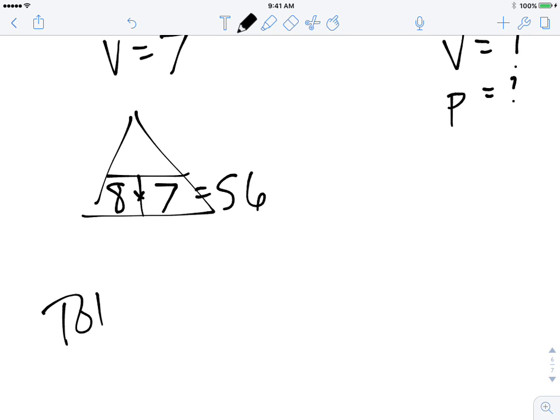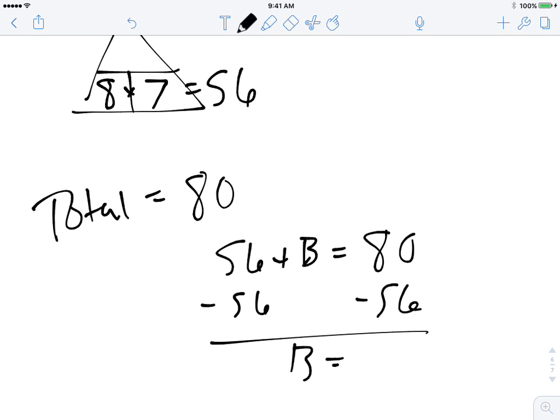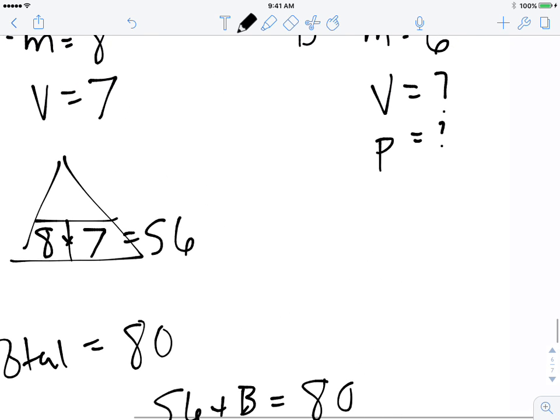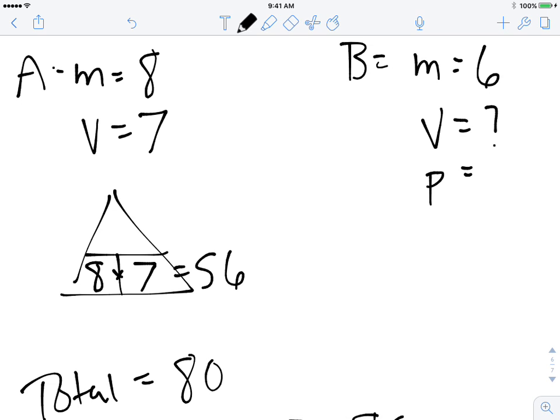the total has to equal 80. So the momentum of B has to add, so I can do 56 plus B has to be 80. So I can do minus 56 minus 56, B equals 24. All right, so now I know that the momentum of B has to be 24 for them to equal out.